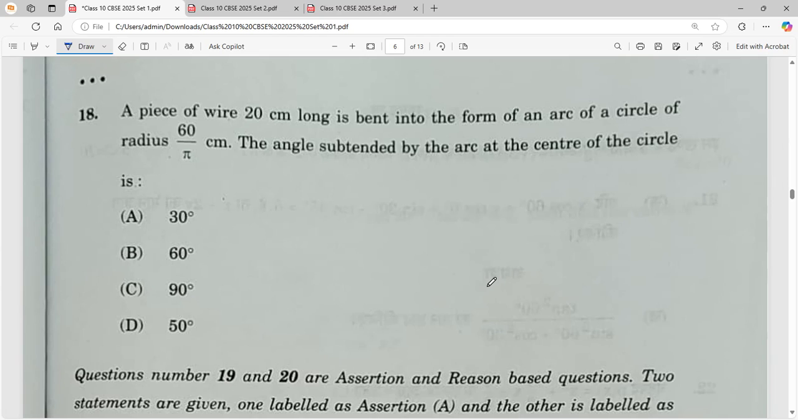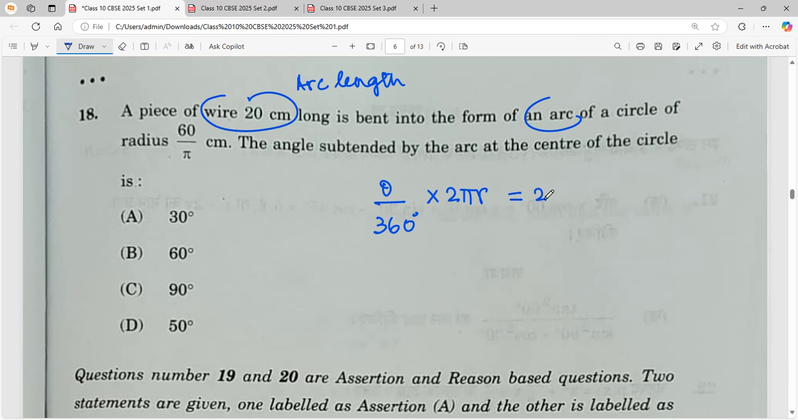A wire 20 centimeter long is bent into the form of an arc of a circle of radius 60 by pi. The angle subtended by the arc at the center of the circle is asked. So this given is the arc length, because the wire of 20 centimeter length has been bent in the form of an arc. We know the formula for arc length, which is theta by 360 into 2 pi r, which is 20. The radius we know here is 60 by pi.